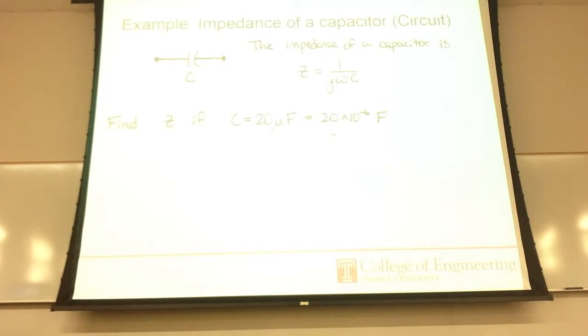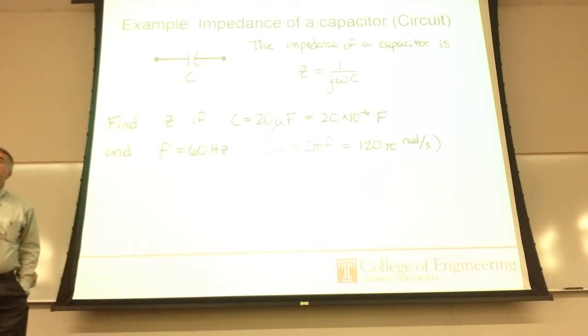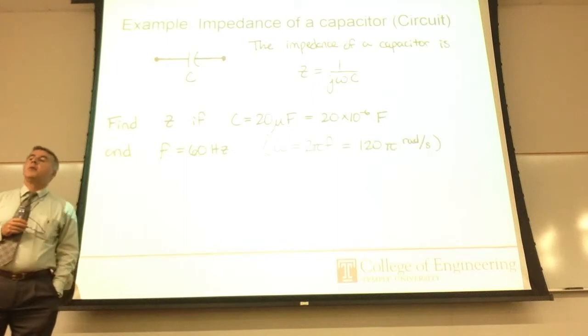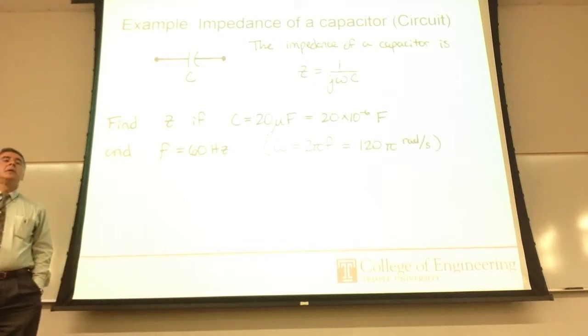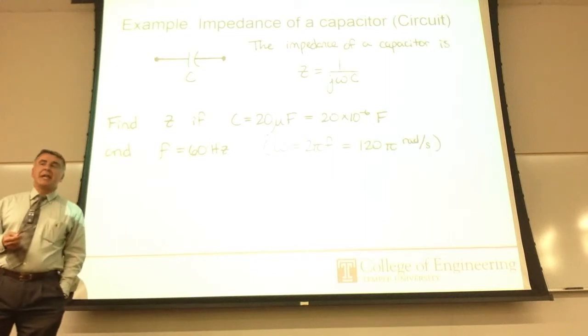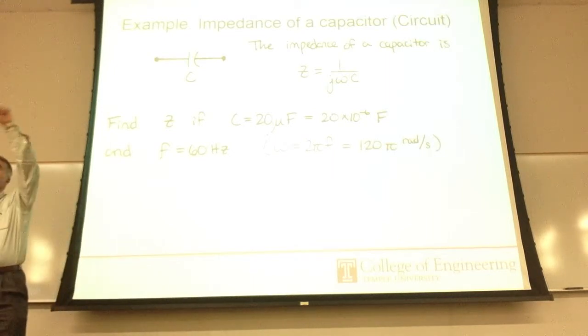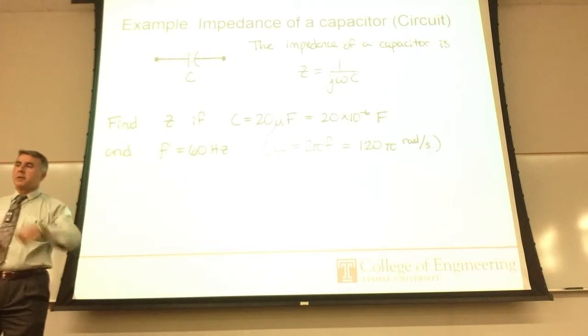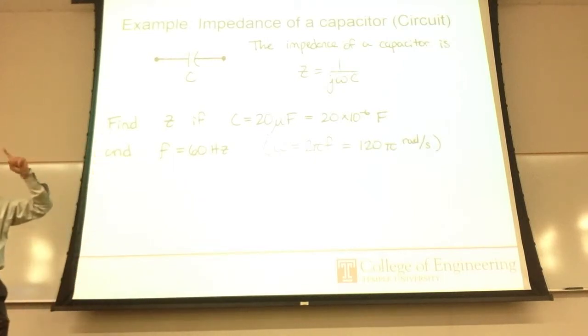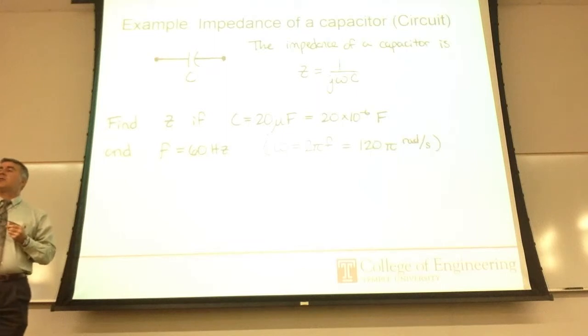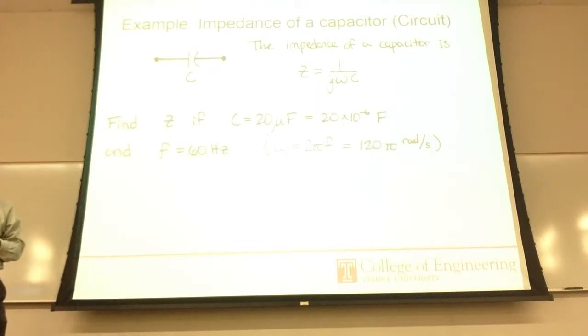So if I want to replace it in this equation, f is 60 hertz. What does hertz mean? Cycle per second. Cycle means one full circle. The circumference of a circle is one cycle. So when we say 60 hertz, it means 60 cycles per second, which means 60 rotations around the circle per second. So that becomes an angular velocity.